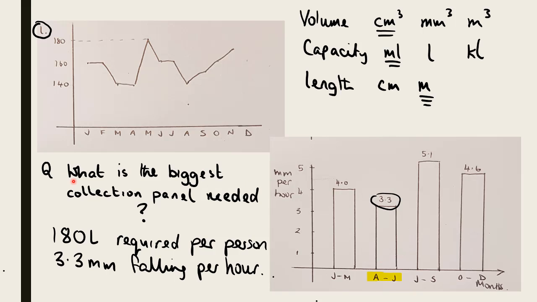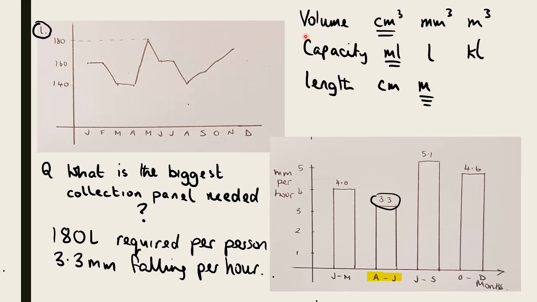So the questions that we want to look at are: what is the biggest collection panel needed? And we've got 180 litres required per person, that's from here. And we've got 3.3 millimeters falling per hour, and we've got that from here. Remember, the graphs on your task are different, so the numbers are slightly different, but I'm showing you the method.